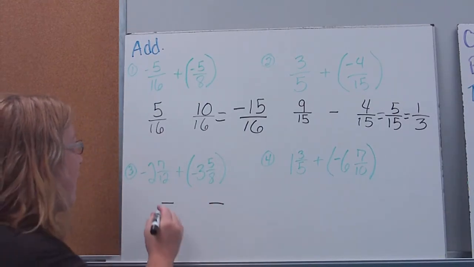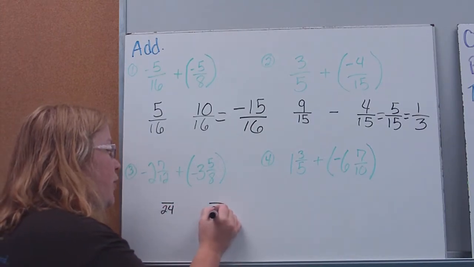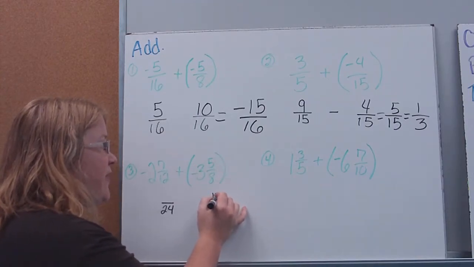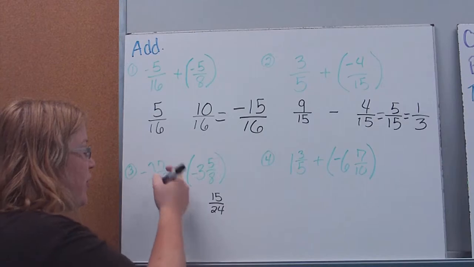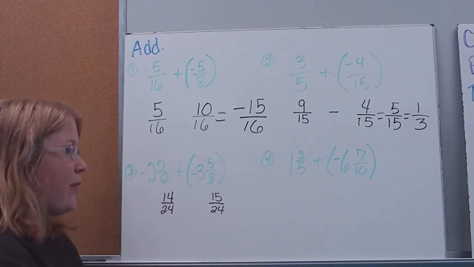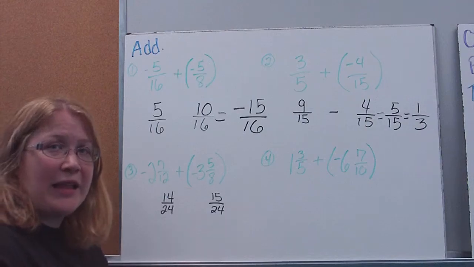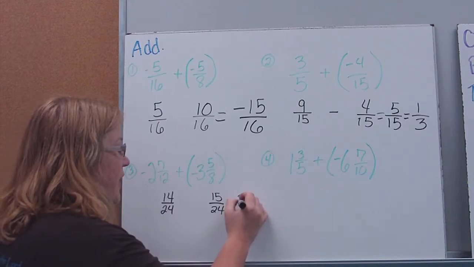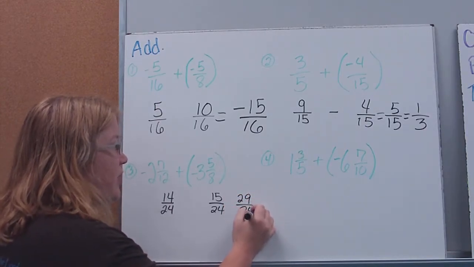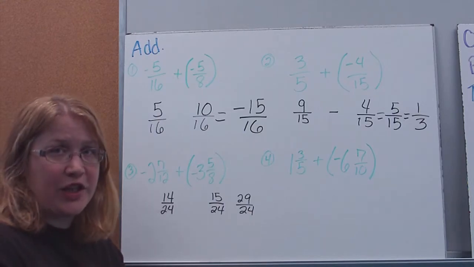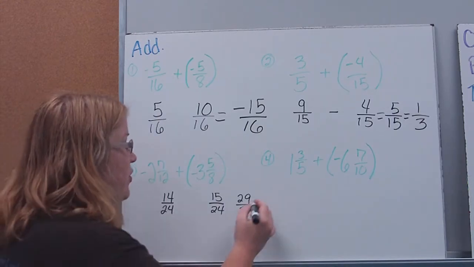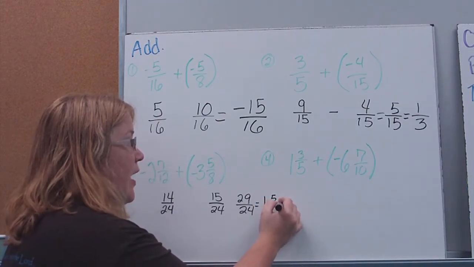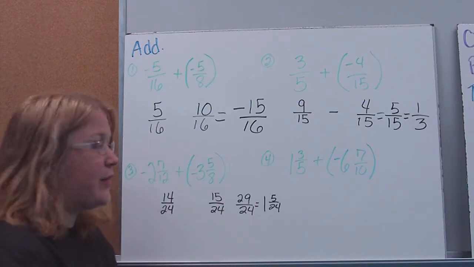8 and 12 have a common denominator of 24. 8 times 3 gave me 24, so I need to multiply the 15 by 3. 12 times 2 gave me 24, so I'll multiply my 7 by 2. Again, I said I'm going to add these, so right now I'm just going to focus on the fraction. 14 plus 15 gives me 29/24. So you notice what we have here is an improper fraction. This is more than 1. So what I'm going to do is rewrite this as its mixed number, which is 1 and 5/24. And 5/24 can't be reduced. That's in its simplest form.